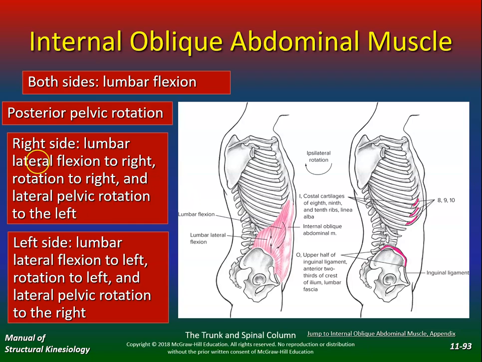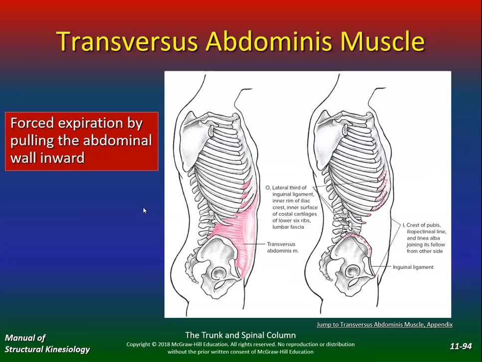Internal obliques, they cause lumbar lateral flexion to the right and rotation to the right. So they rotate to the same way. But if you were doing those exercises, side bends, penguins, they would target the obliques better.